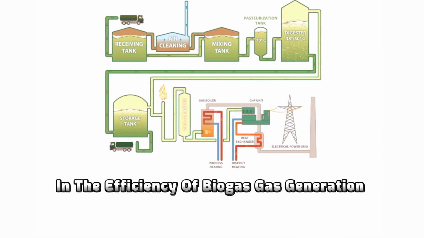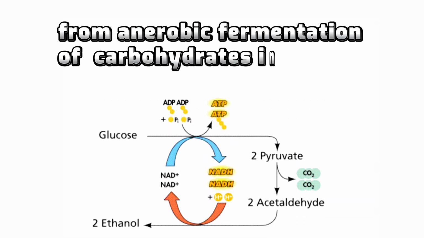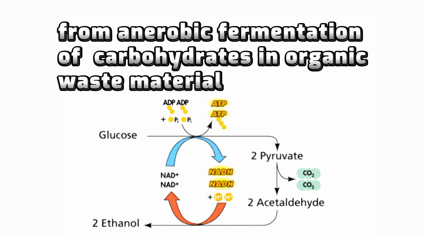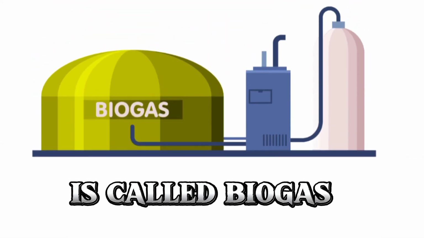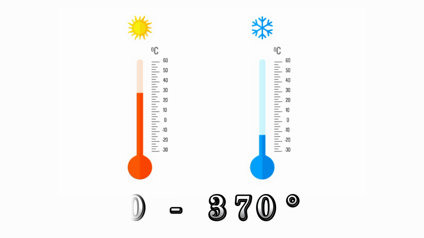For example, in the efficiency of biogas generation, the mixture of gases produced by the breakdown of organic matter in the absence of oxygen to produce biofuel from anaerobic fermentation of carbohydrate in organic waste material is called biogas. Biogas is composed mainly of methane, CH4. The optimum temperature for the production is 320 degrees Celsius to 370 degrees Celsius.